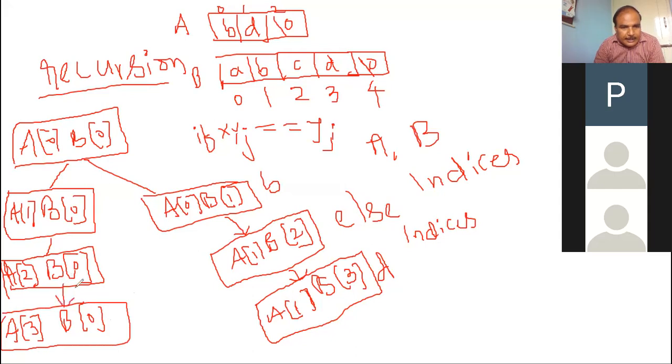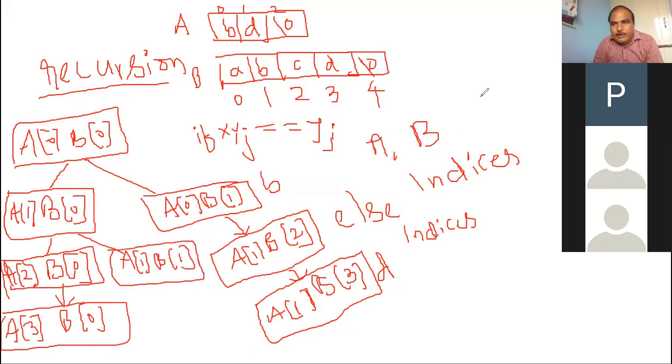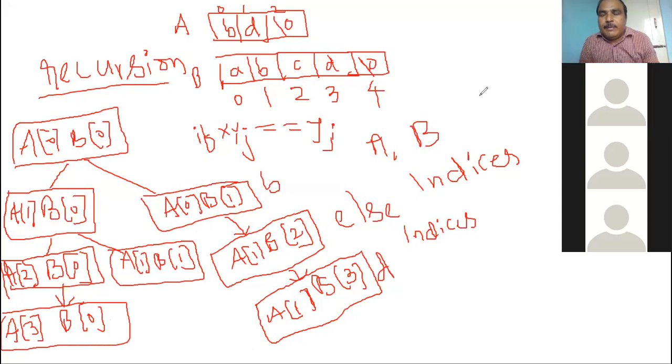So next, what I do is keep A of 1 and try to compare with B of 1, because I have to try to match. So in this way, the recursive approach takes more time because every possible combination has to be checked.